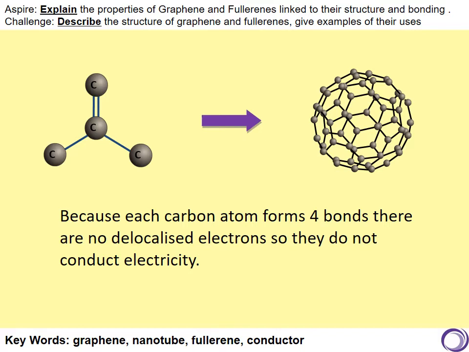So, because each of the carbon atoms forms 4 bonds, there are no delocalized electrons. If you remember, to conduct electricity, we need delocalized electrons or free-moving ions. So what we can tell is that even though each of the carbon atoms is only joined to 3 carbon atoms, one of those is a double covalent bond, so that each carbon then actually makes 4 bonds. So all of the electrons are used in bonding.